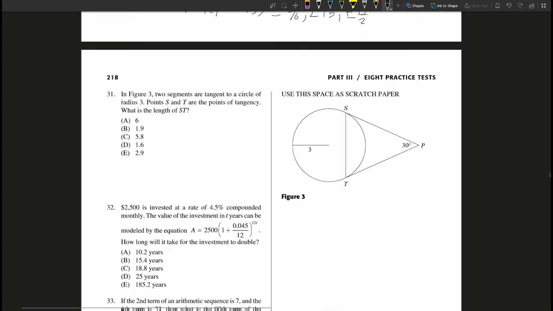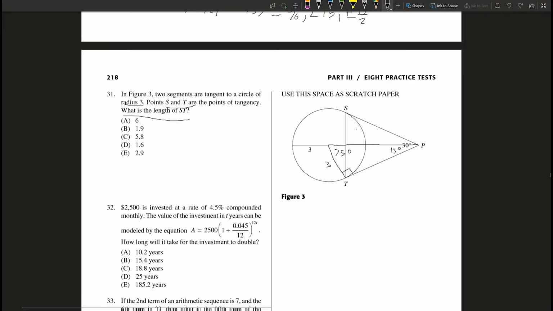So this question asks us, in figure 3, two segments are tangent to a circle of radius 3. Points S and T are the points of tangency, so these 2 points. What is the length of ST? So to solve this, first we're going to draw a radius from this midpoint to T. And then we're also going to draw an angle bisector from this midpoint to point P. So this is going to become a right angle. This is going to become 15 degrees. We know that this is a length of 3, and then this is 75 degrees.